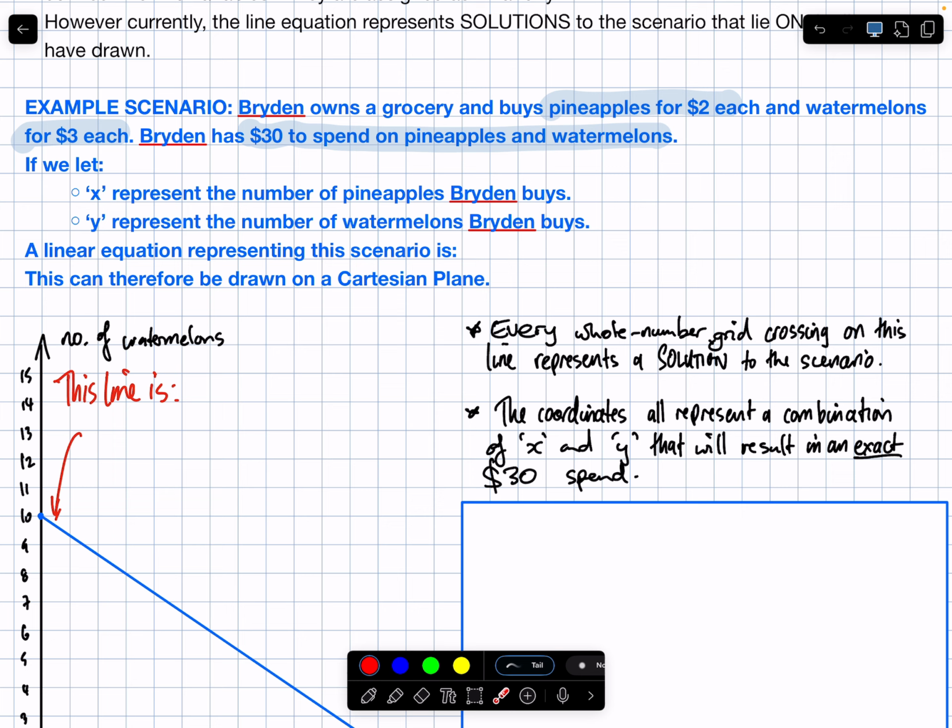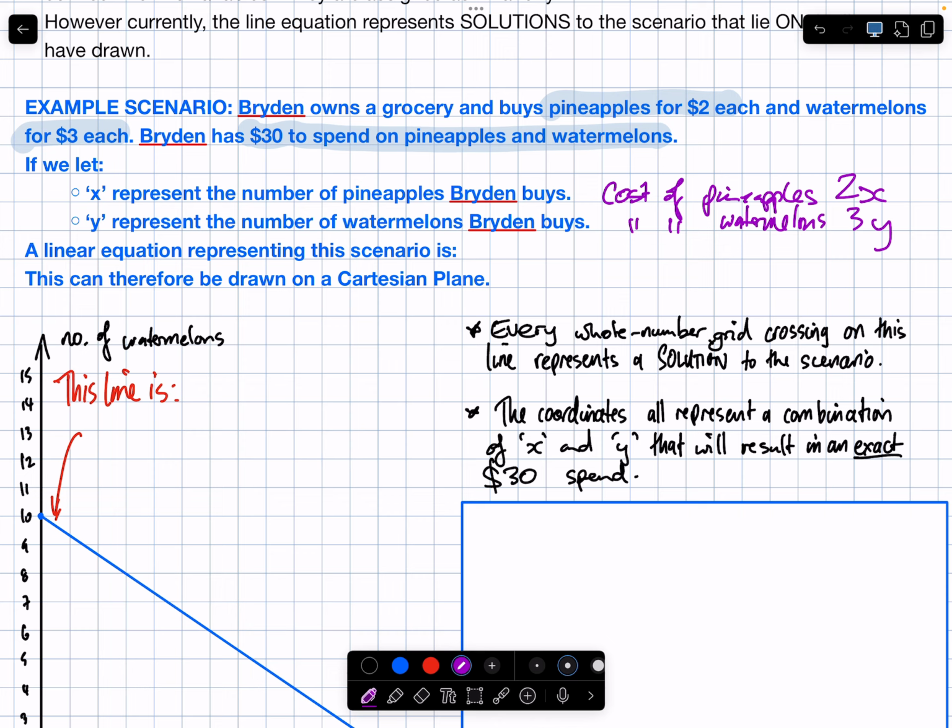2x. Because each pineapple costs $2. I don't know how many I'm buying. I'm buying X of them. So the cost of pineapples is going to be algebraically 2x. If we're going to flow on from that, what would the cost of buying watermelons be in this situation? 3y. The cost of watermelons is going to be 3y.